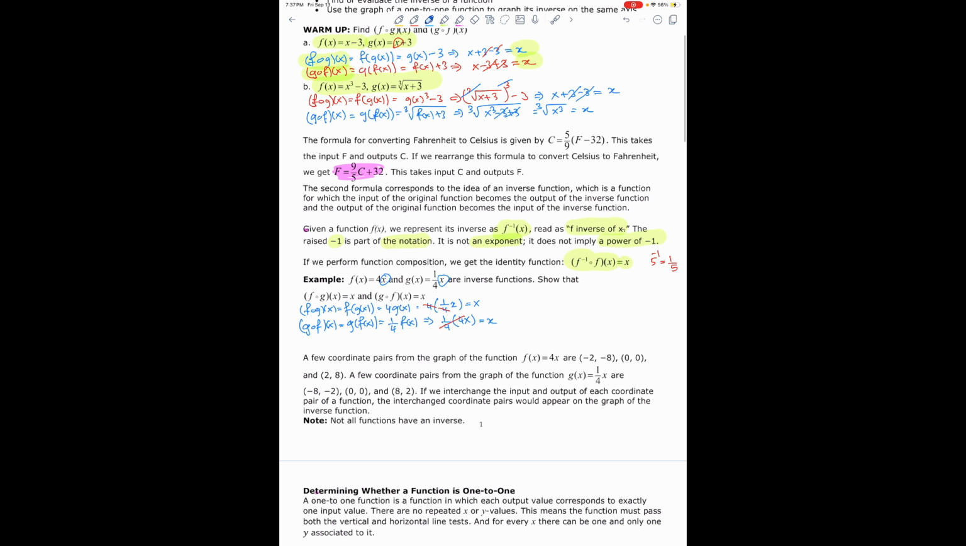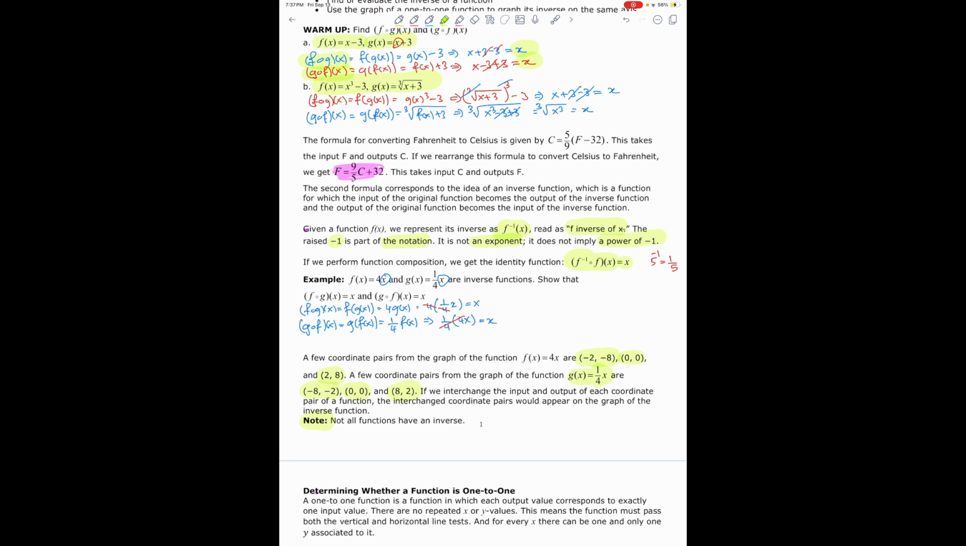If you take coordinate pairs from the graph of the function f of x equals 4x, they are (-2, -8), (0, 0), and (2, 8). And if you take coordinate pairs from the graph of the function g of x equals 1/4 x, they are (-8, -2), (0, 0), and (8, 2). Notice how if we interchange the input and the output of each coordinate pair of a function, the interchanged coordinate pairs would appear on the graph of the inverse function.